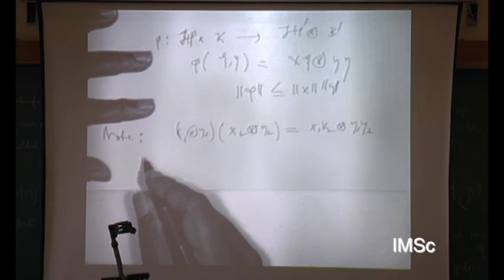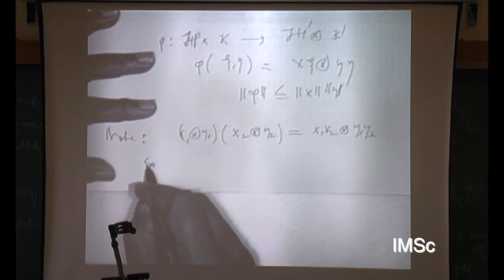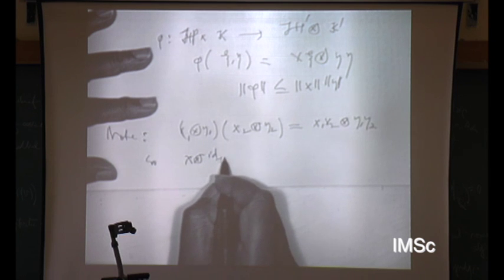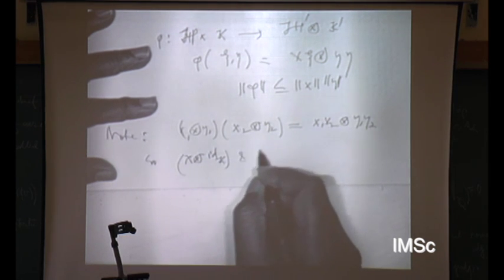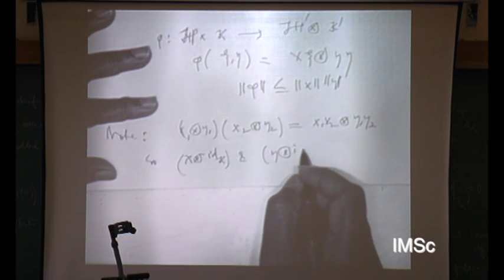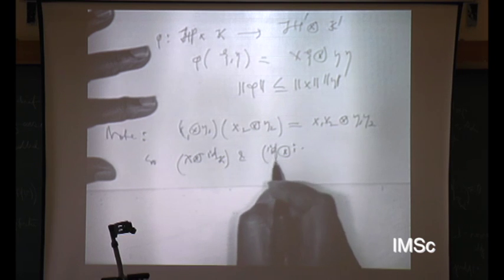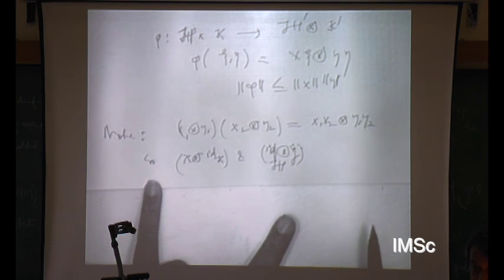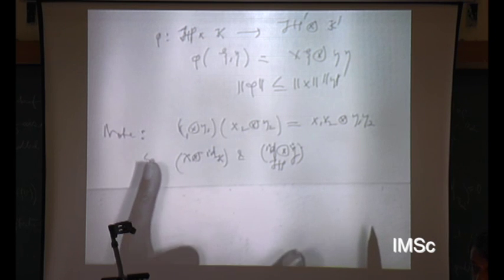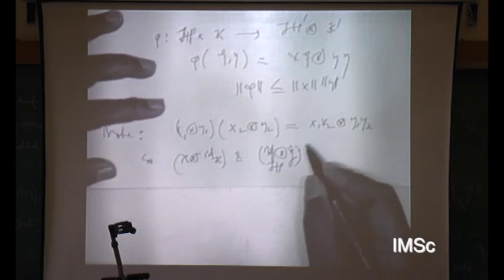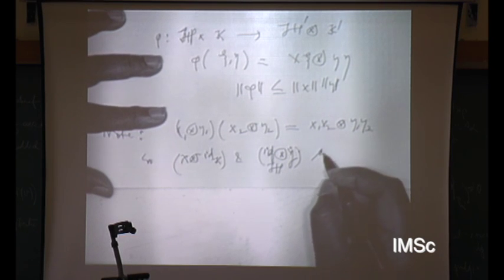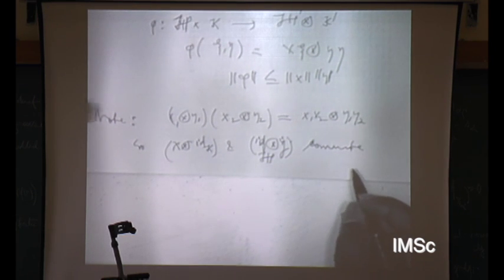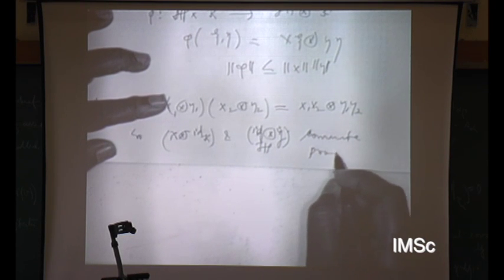So in particular, X tensor identity on K and identity on H tensor Y. If you take the product of these two, you will get X tensor Y, no matter which way you take the product, they commute, with product equal to X tensor Y.